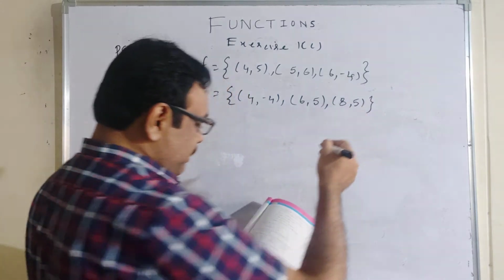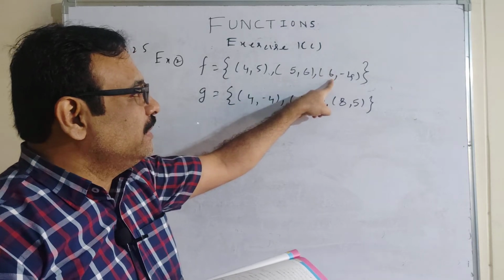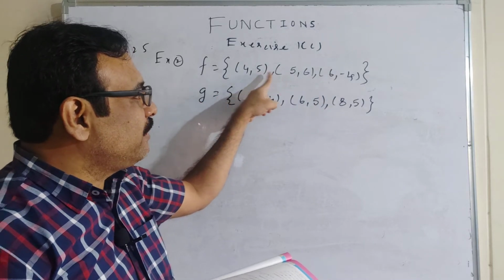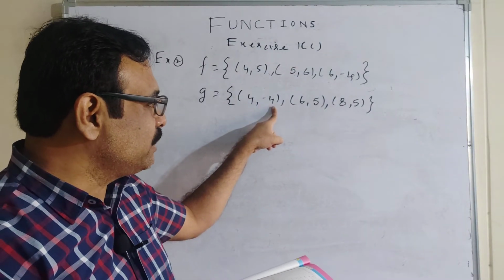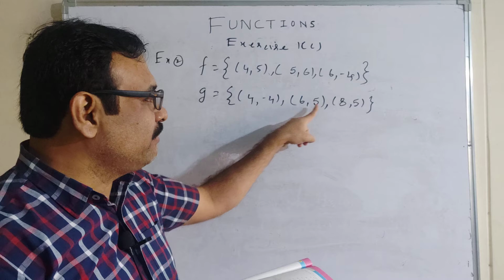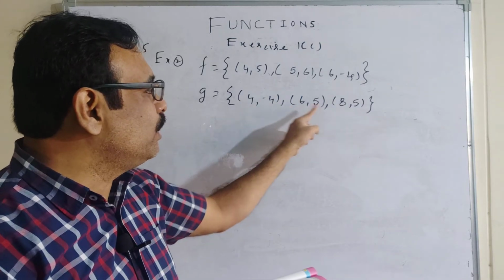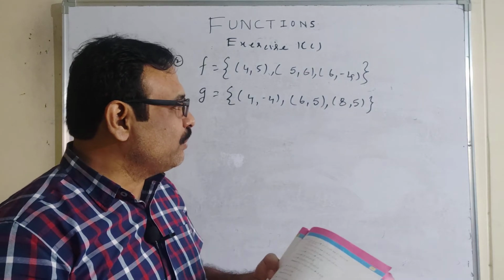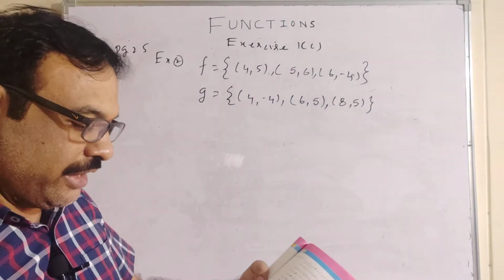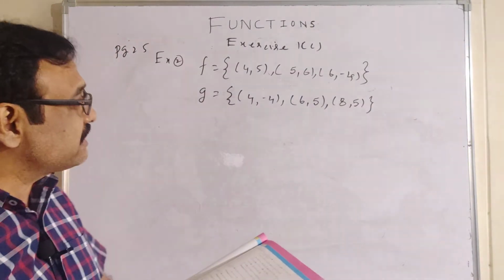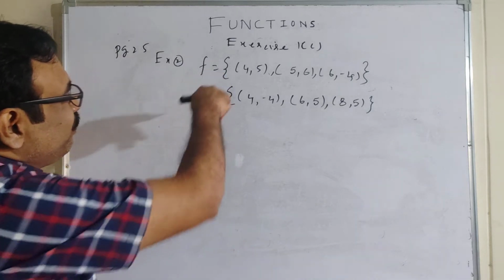So f is a function and these are called domain elements 4, 5, 6. Now codomain elements are 5, 6, minus 4. G is a function. This is 4, minus 4, and this is 6, 5, 8, 5. Domain elements are 4, 6, 8, and codomain elements are minus 4, 5. Okay, coming back to the point. What is asked in the question? He is asking us to find adding of two functions.